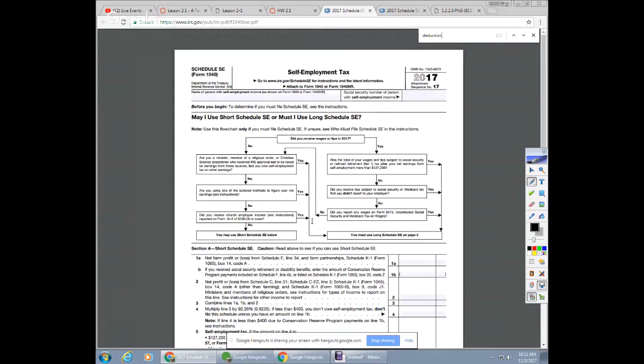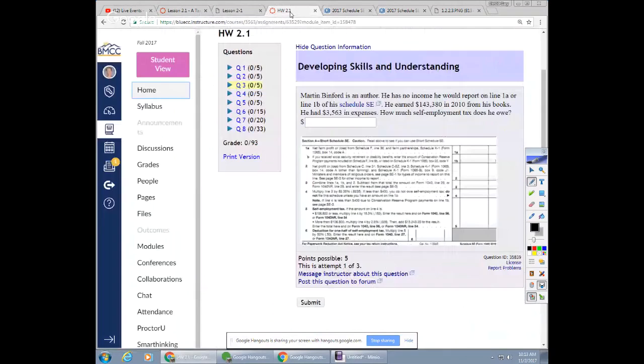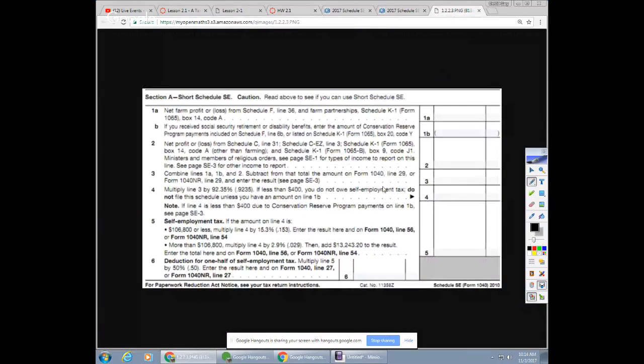All right, well, I'll just regrade everybody's correct until I figure out what I meant this to be. All right, well, let's guess at it. So my guess, and I think some of you said the same thing, we should probably take off his expenses from that. And then, let's see, there's that picture. Multiply line 3 by 92%. If less than 400, you do not owe any tax. If line 4 is less than 400, blah, blah, blah. Okay.